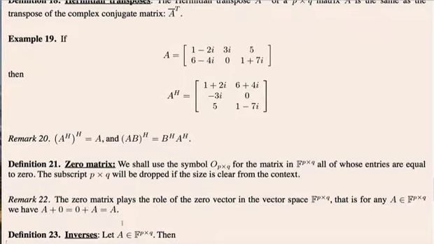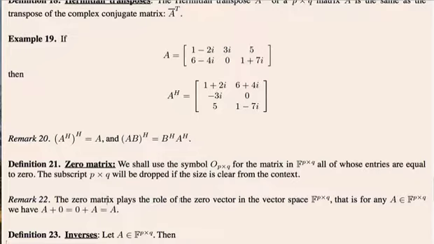Next, the zero matrix. A big O is used for the zero matrix, and the subscript P by Q denotes the size, that this is a P by Q matrix, and all of its entries are zero. Sometimes we omit the subscript if it's clear what the size is. We usually use it for addition or multiplication, and clearly it is only defined if it matches the size of A.